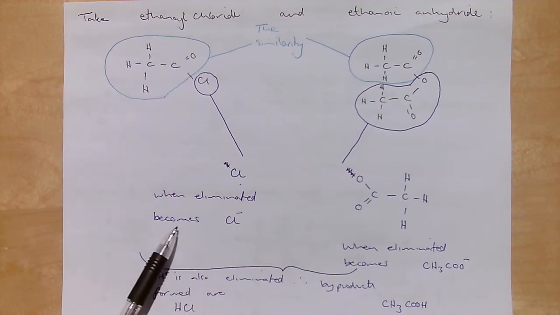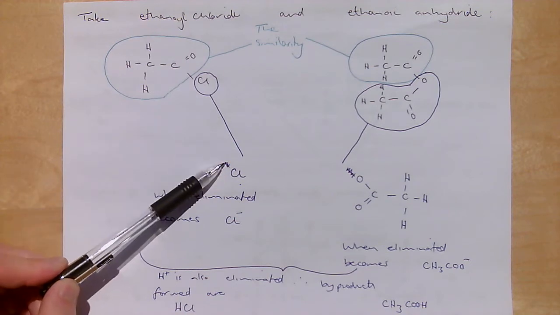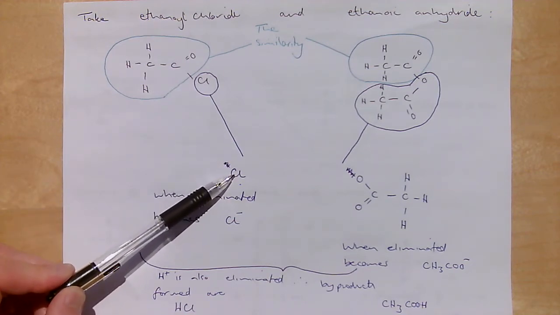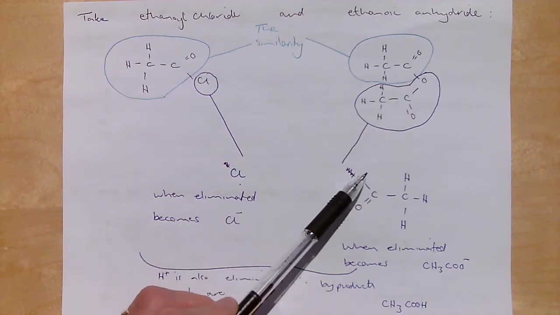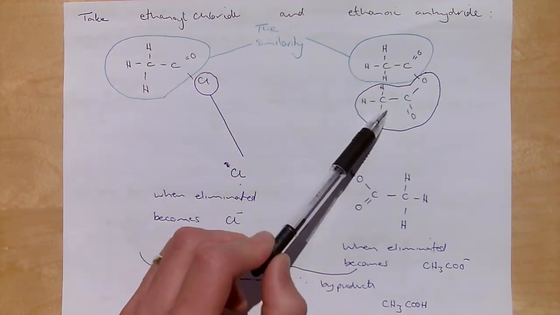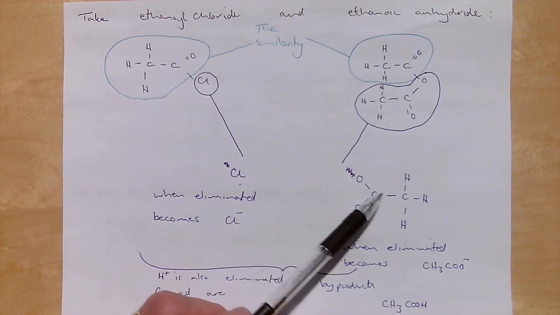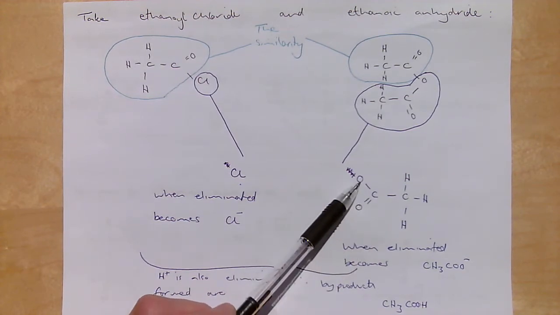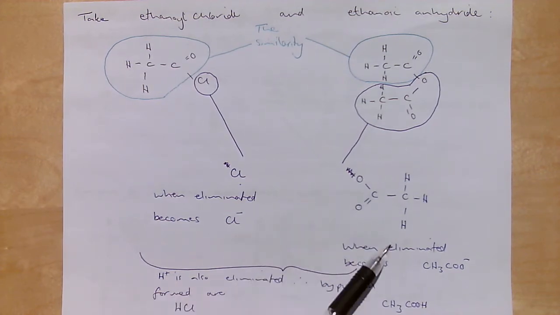When eliminated, this Cl becomes Cl minus, so that covalent bond breaks, and that becomes Cl minus. This covalent bond here in the acid anhydride breaks, so we end up with CH3COO minus eliminated.